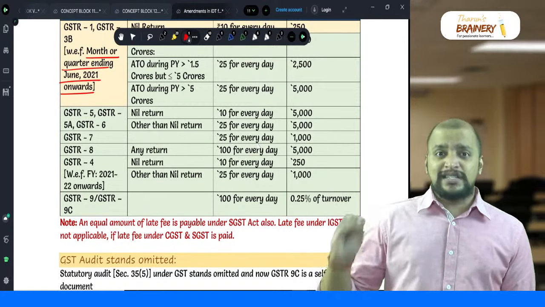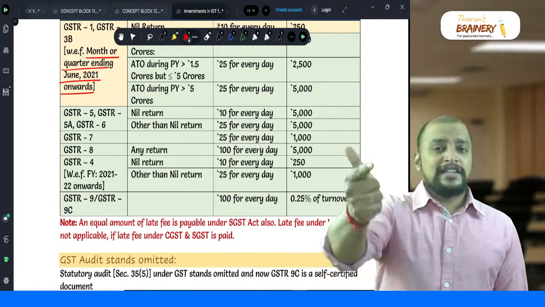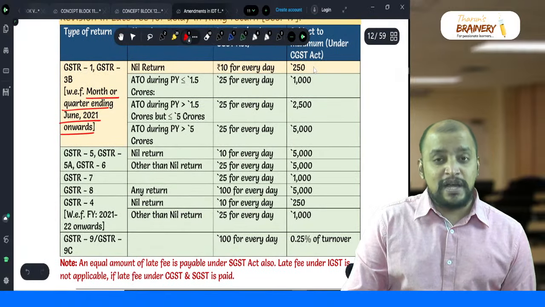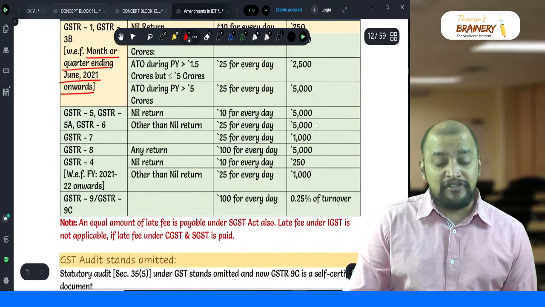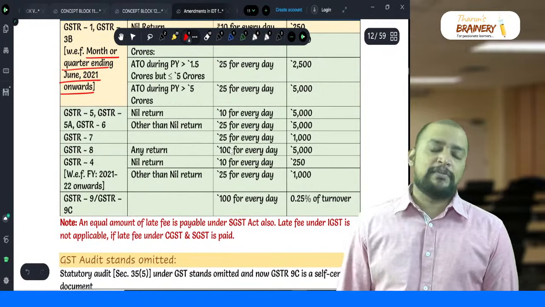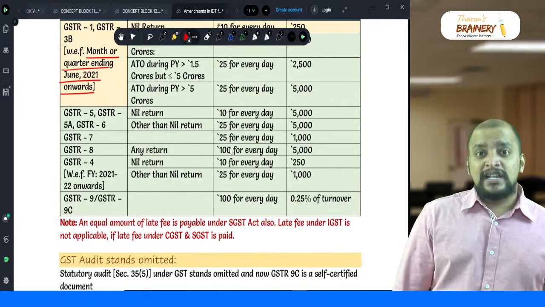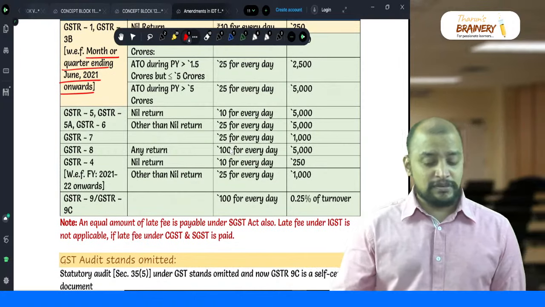Suppose it is a nil return, the same 10 rupees per day subject to a maximum of 5000. There is a difference: generally nil return means 10 rupees per day subject to a maximum of 250, but here it is 10 rupees per day subject to a maximum of 5000. They did not change the maximum, 5000 only. And other than nil return, 25 rupees per day subject to a maximum of 5000. They didn't change that maximum, so the maximum is the same.